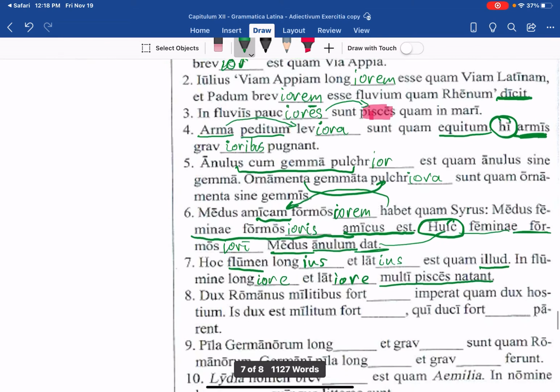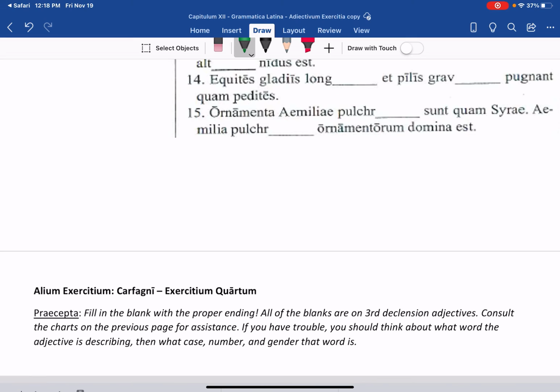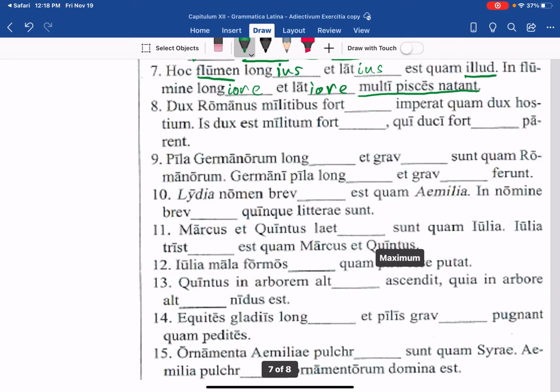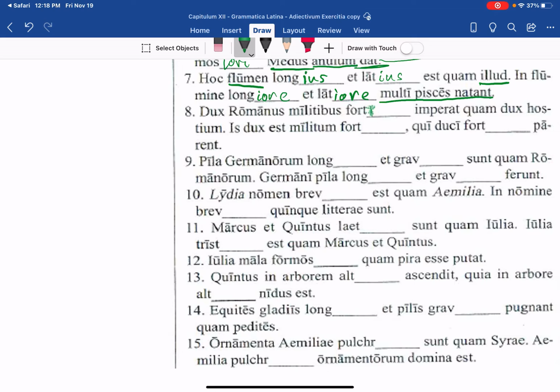Number 8, Dux Romanus militibus, excuse me, Dux Romanus militibus fort blank imperat quam dux hostium. Fortioribus imperat quam dux hostium. Is dux est militum fortiorum, qui duci fortiori parent. So why have we done it this way?